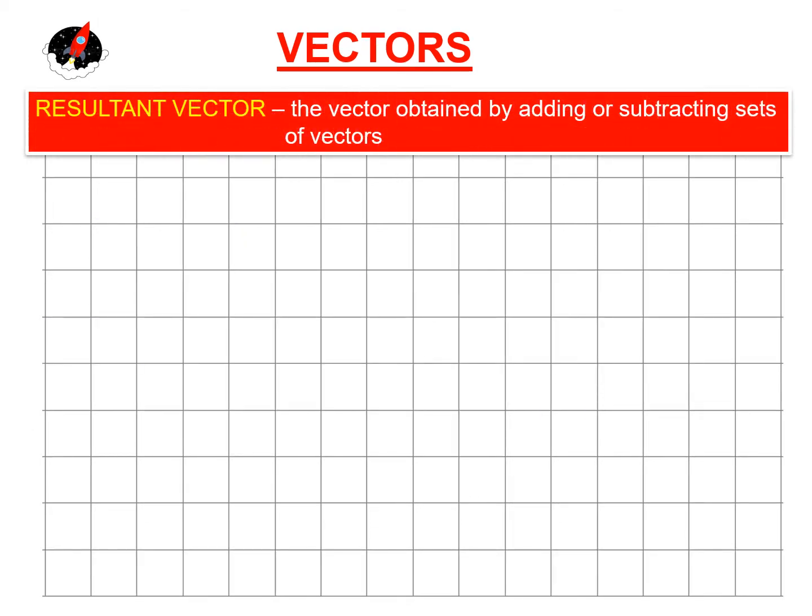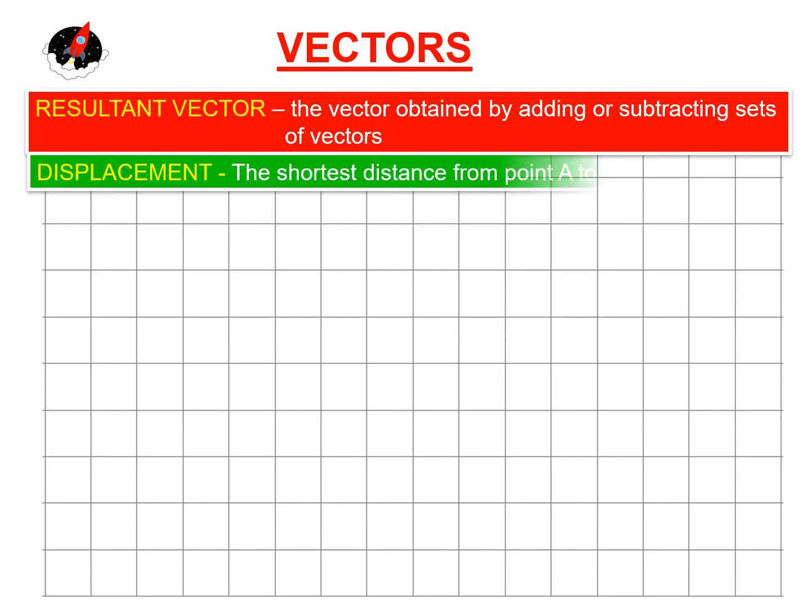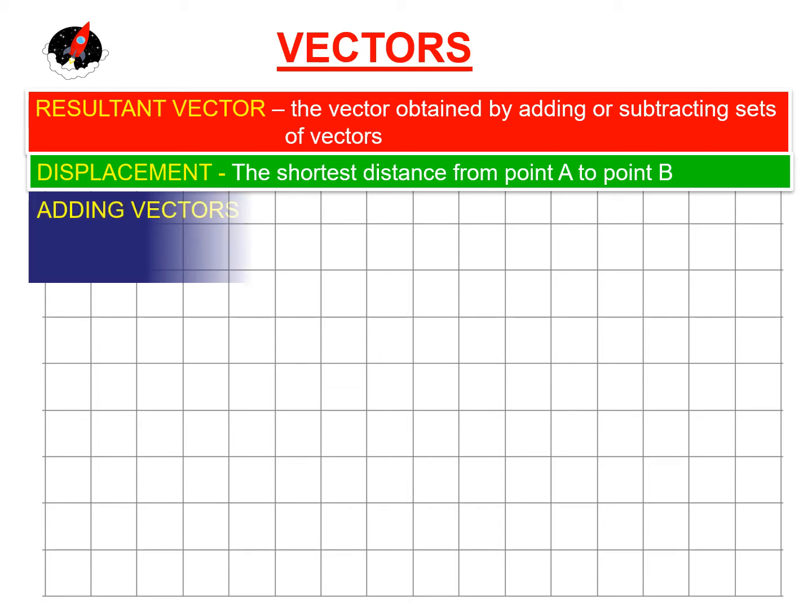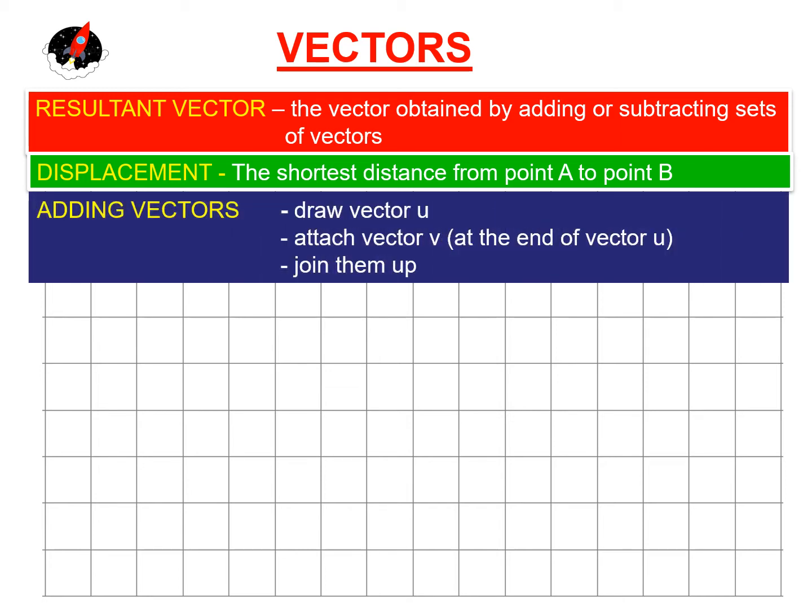We also spoke about resultant vectors. We just said that's the vector you get by adding or subtracting sets of vectors. The shortest distance from the starting point to the finish, from point A to point B, is also called the displacement. And we can show a displacement by adding vectors together.